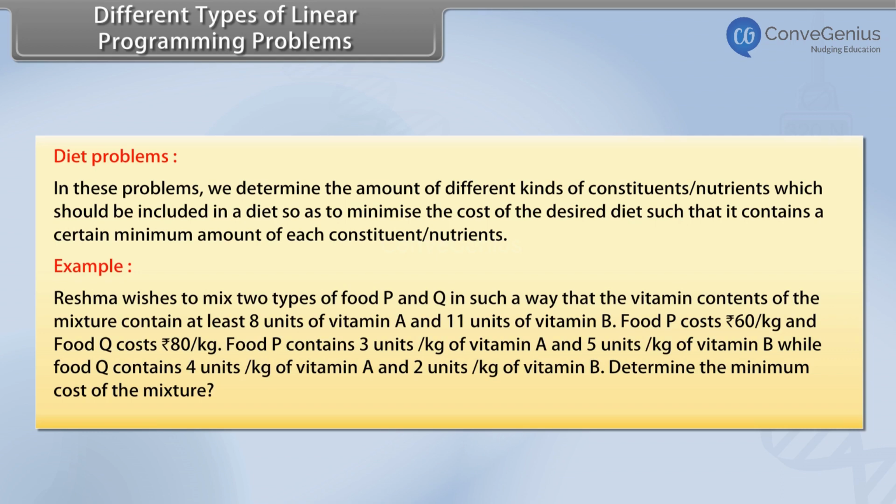the vitamin contents of the mixture contain at least 8 units of vitamin A and 11 units of vitamin B. Food P costs Rs 60 per kg and food Q costs Rs 80 per kg. Food P contains 3 units per kg of vitamin A and 5 units per kg of vitamin B, while food Q contains 4 units per kg of vitamin A and 2 units per kg of vitamin B. Determine the minimum cost of the mixture.